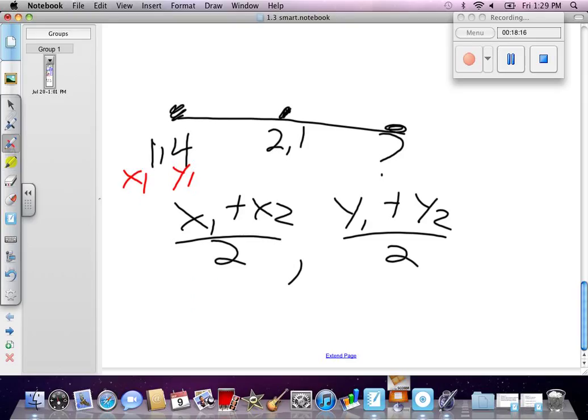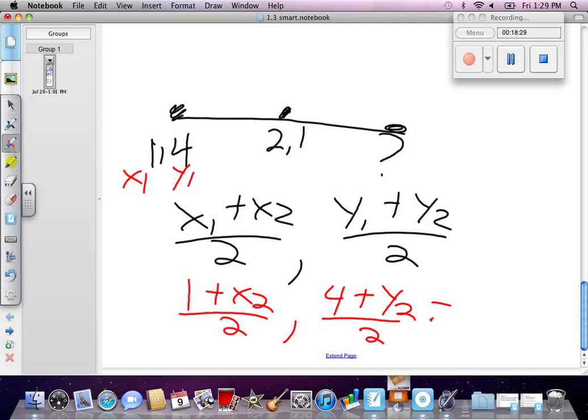I do have x1, so I'm plugging that in. I'll just leave it as x2. And I've got y1, which is 4, plus y2 over 2. But I know that this equals that midpoint. How do you know it's going to equal the midpoint? Because it says the midpoint of JK is (2, 1). So if it gives you the midpoint and one of the endpoints, you set your problem up like this.